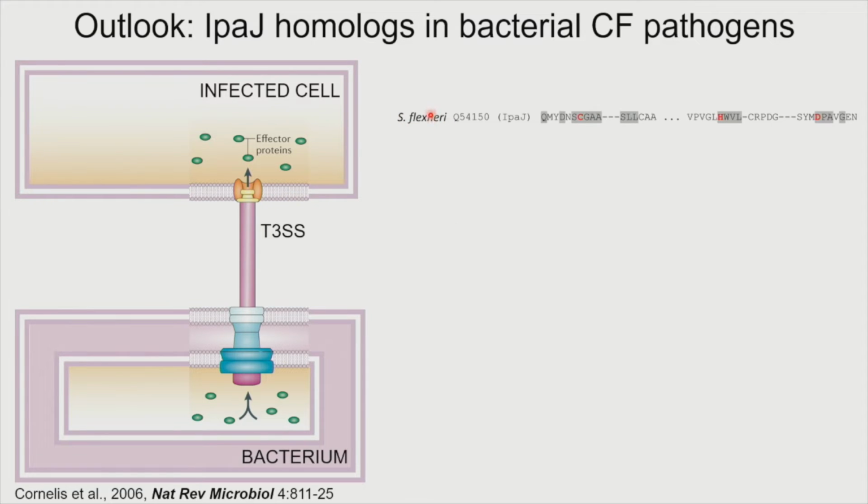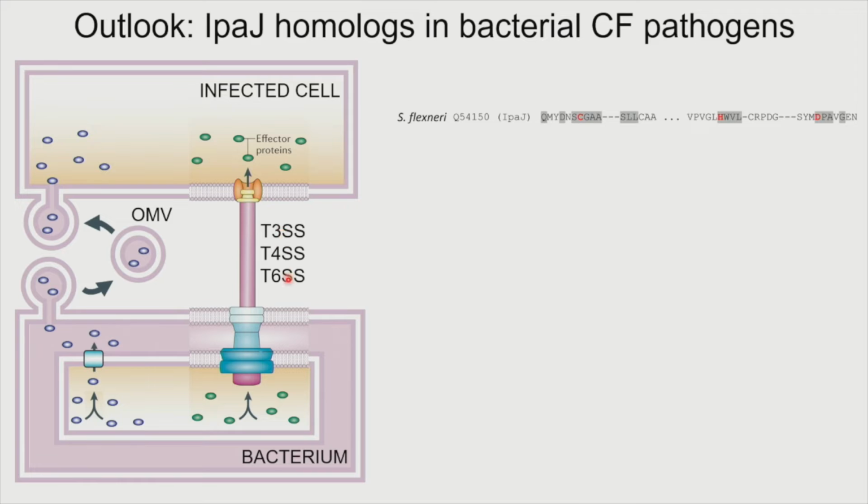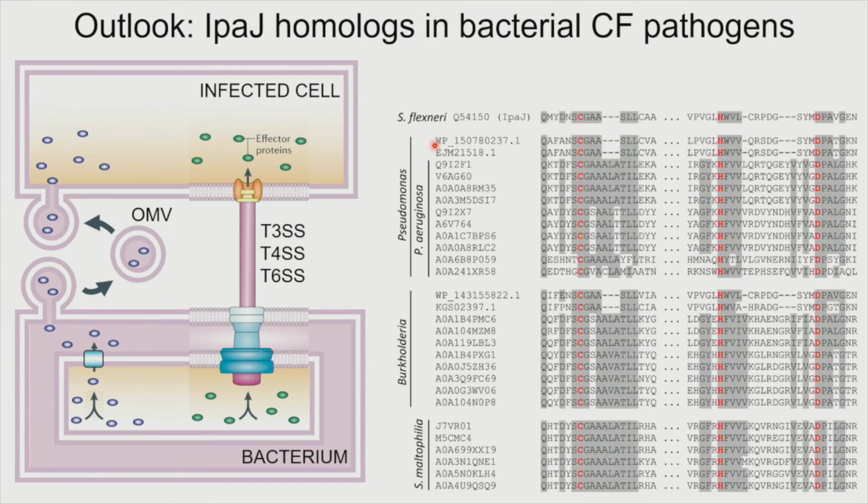And of course, IpaJ is a Shigella protein, and Shigella is not a strain that is relevant for cystic fibrosis, but Pseudomonas, Burkholderia, and Stenotrophomonas strains, the bacterial genera that commonly infect CF patients, they also use type 3, 4, and 6 secretion systems or outer membrane vesicles, depending on the stage of the infection, to directly deliver virulence factors into the cytosols of epithelial cells. And the BLAST search through the genomes of these bacterial genera indeed uncovered a very large number of IpaJ homologues, cysteine proteases with uncharacterized function.